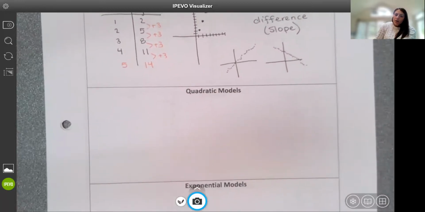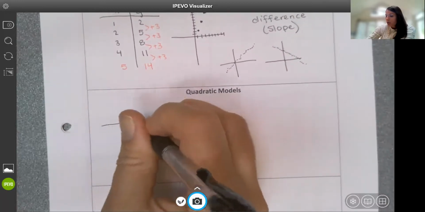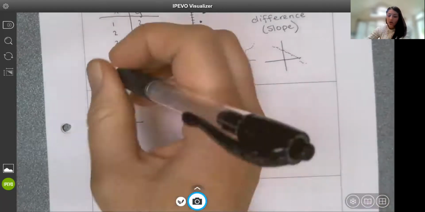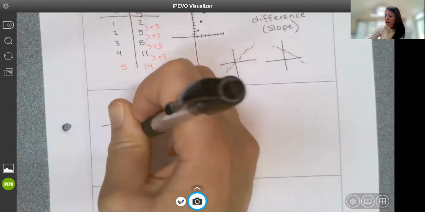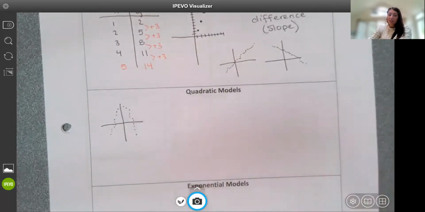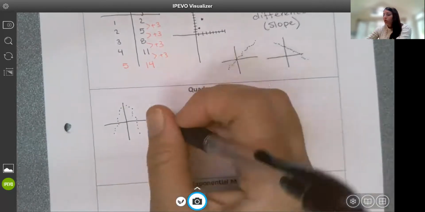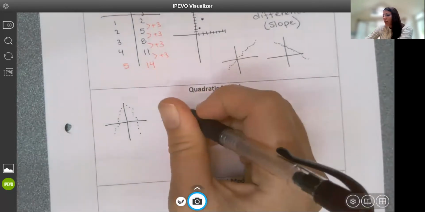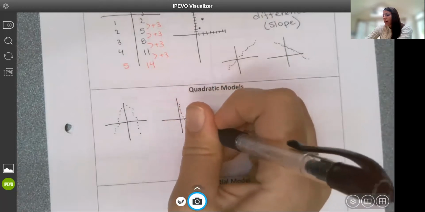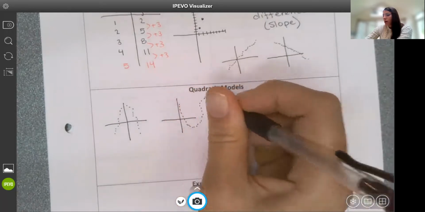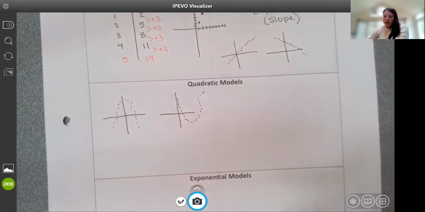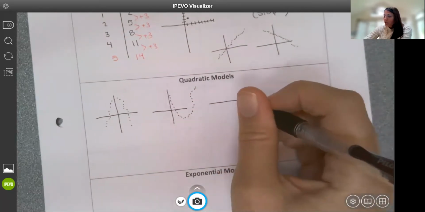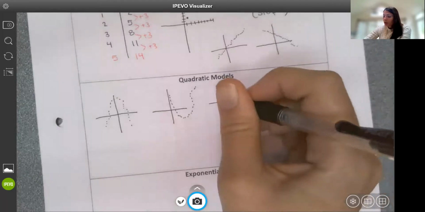For a quadratic model, if I were to look at a scatter plot or some data that created a quadratic model, it's either going to go up and then maybe come back down. Again, it's not going to create a perfect parabola, it's data, so it's not necessarily going to be perfect. Or it could go down and then maybe come back up. Your scatter plots won't look perfect. Now what's really cool is that we can look at a table and determine if it's quadratic.